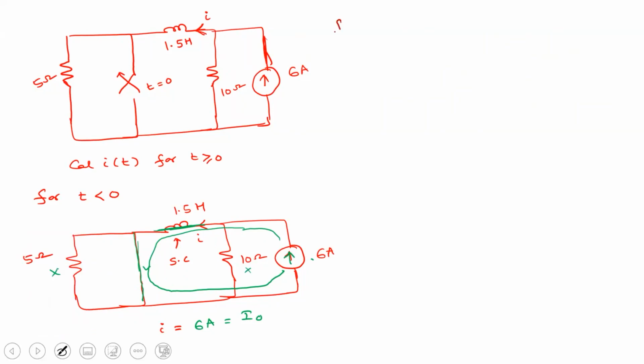So this is the circuit for t less than 0. Now for t greater than 0, how will this circuit be modified? So now this will be open circuited, right?